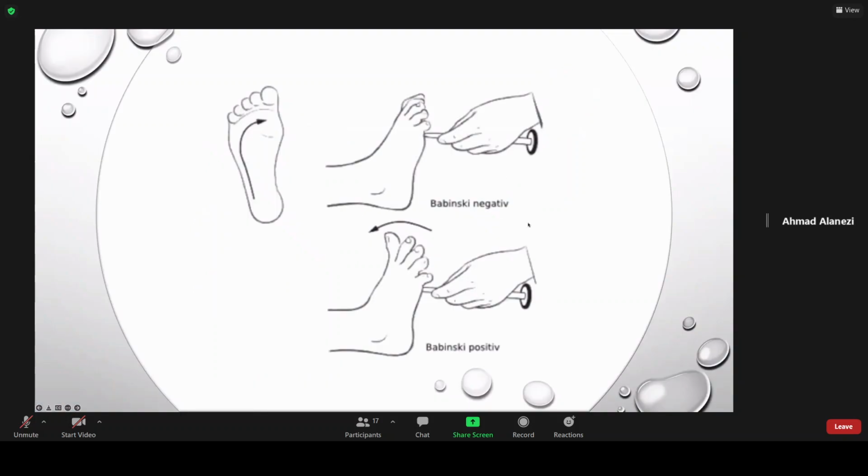Okay, this is the Babinski sign. This is a positive extensor response. This is a negative response. This is a sign of upper motor neuron lesion. When you scratch the lateral border, there will be an extensor response of the big toe and fanning of the other toes.